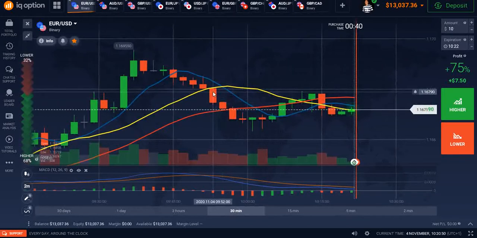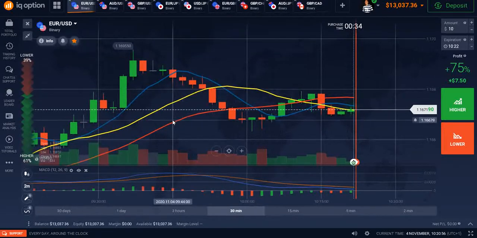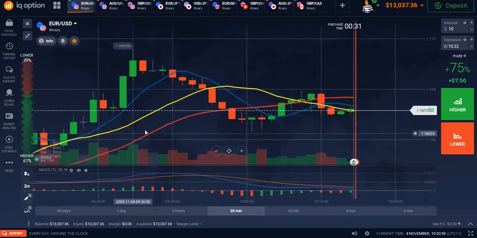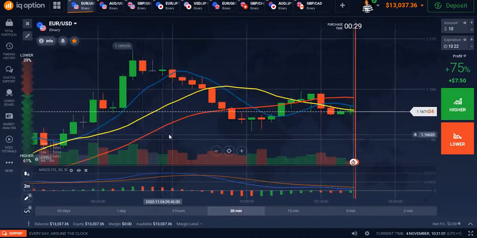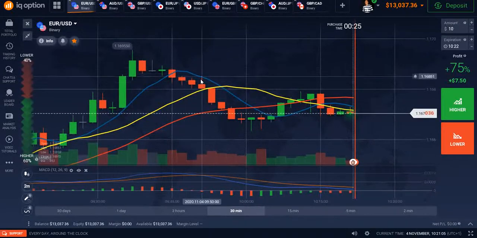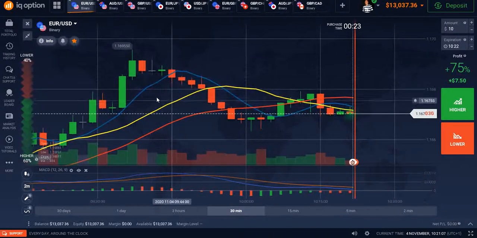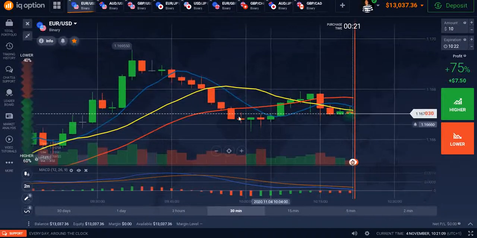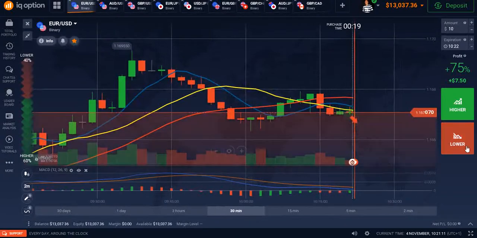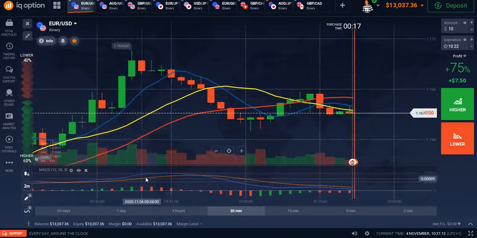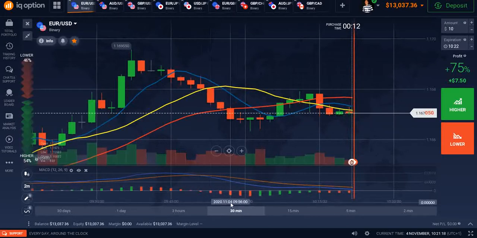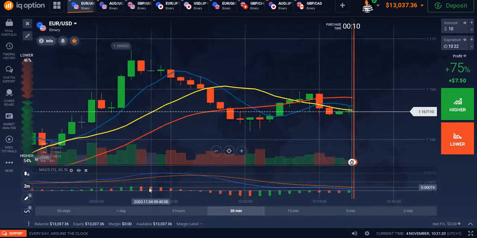So guys, rounding it up for you guys, this is the way it works. Anytime you see a red moving average below your yellow and your blue moving average, you have to sell, or put, or low. You have to do that. And with confirmation with the MACD, everything the way I've explained previously, everything helps a lot.